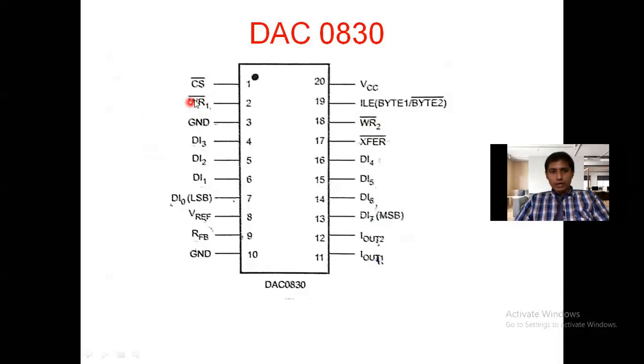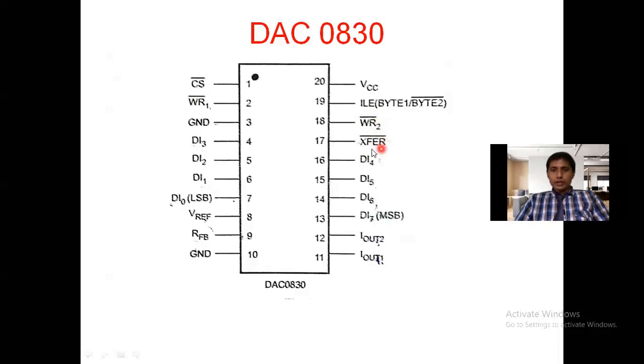Okay, in WR1 bar what happens? Input digital data is loaded to the input latch register. Whereas when WR2 bar is activating, data will move from the input latch register to which one? From the input latch register to the DAC register, where digital data is converted into analog data. And this signal is activated with the help of XFER bar. XFER bar is a transfer control pin.